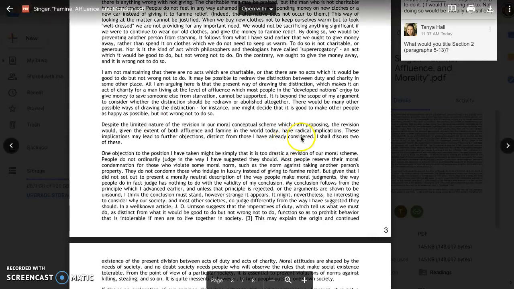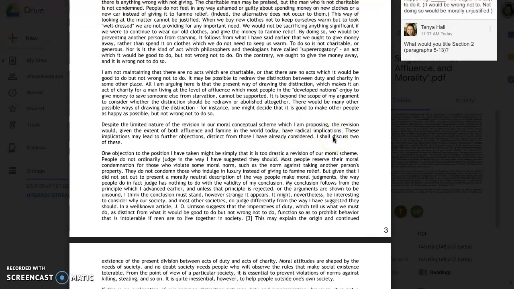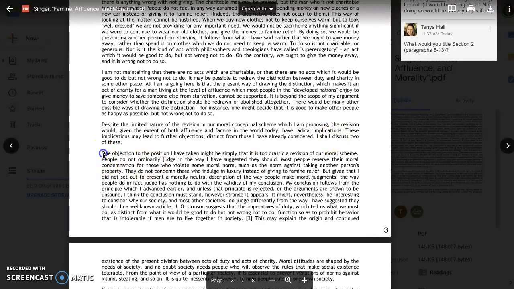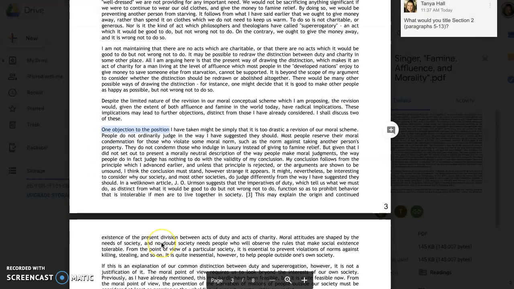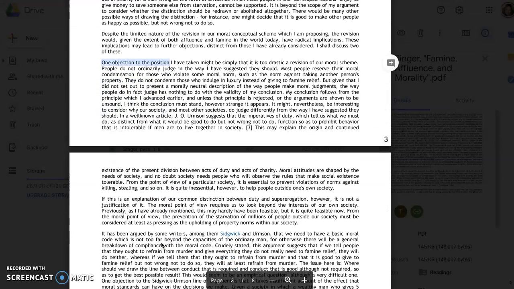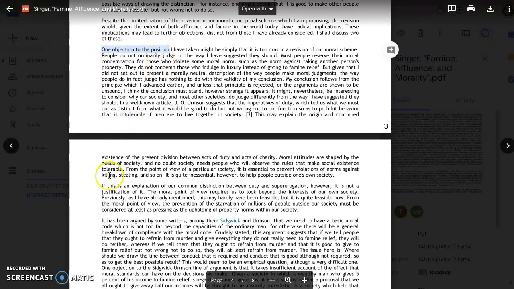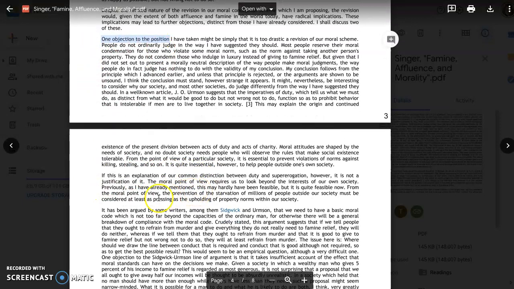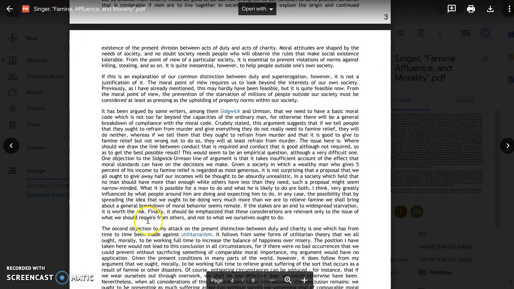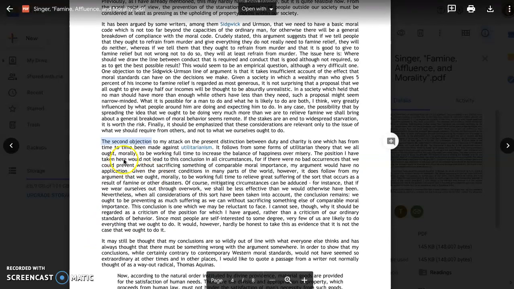So I'm expecting 2 objections, not necessarily 2 paragraphs, but 2 objections. So I'm going to look for cues. One objection is what? I'm immediately going to look for where does the second objection start. So one objection is this. If this is an explanation, it has been argued by some. The second objection. Okay, so that paragraph was objection 1. I found the second one.